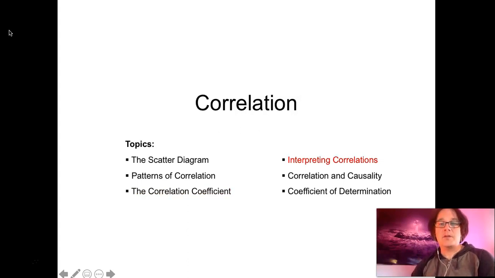How we interpret correlation coefficients, the problems that we run into with correlation and causality, and the coefficient of determination, which we'll see is essentially R squared, your correlation squared, and what that actually means.